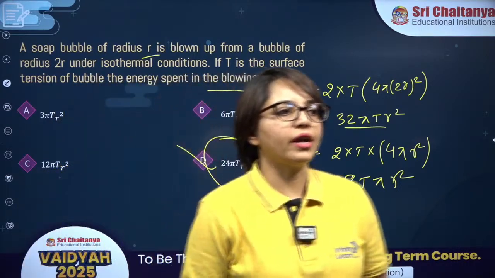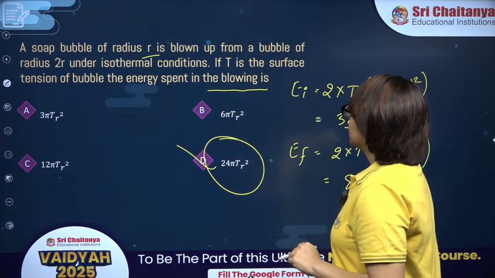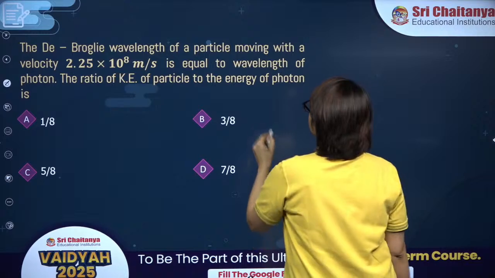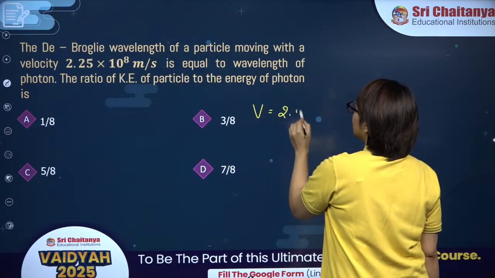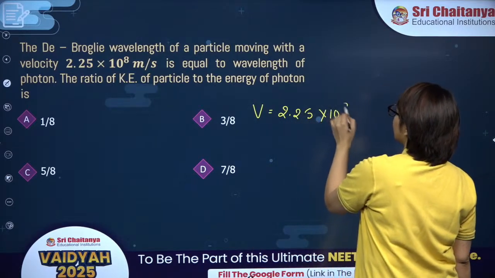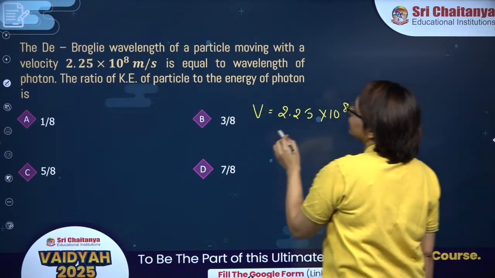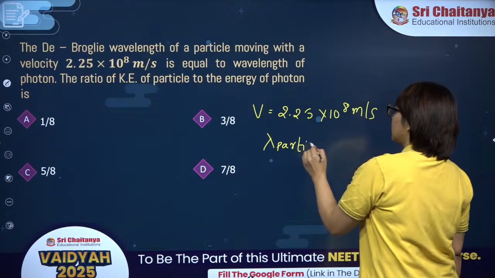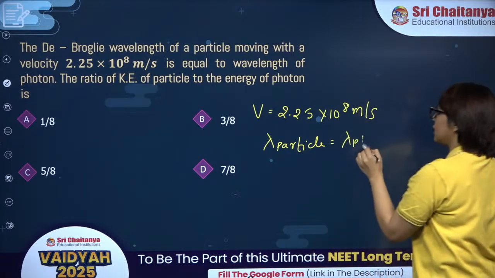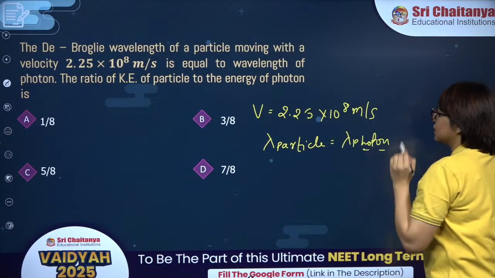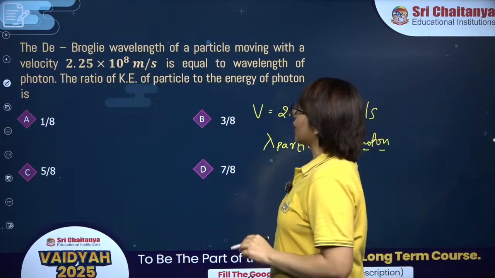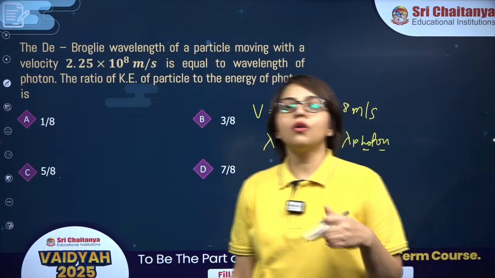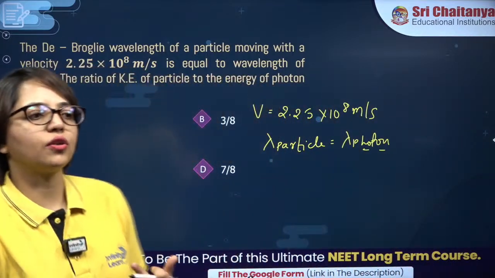All right, chaliye, well done guys, well done. Now next is the de Broglie wavelength of a particle moving with velocity 2.25 into 10 power 8 meter per second is equal to the wavelength of a photon. The de Broglie wavelength of the particle is equal to the wavelength of the photon. You have to find the ratio of kinetic energy of the particle to the energy of the photon.